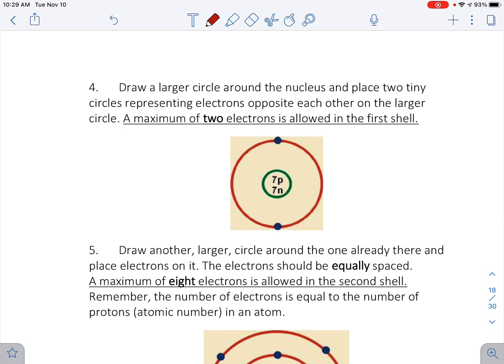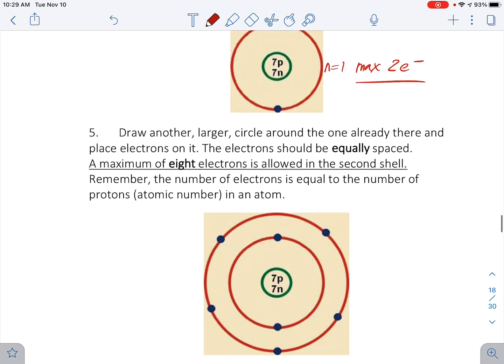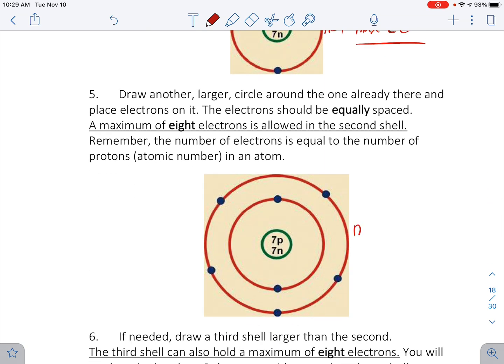So we draw a large circle around the nucleus and place 2 tiny circles representing the first shell. The first shell is n equals 1, and it has a max of 2 electrons. Okay? And then we're going to draw another shell, and that's going to be n equals 2, and that has a max of 8 electrons.